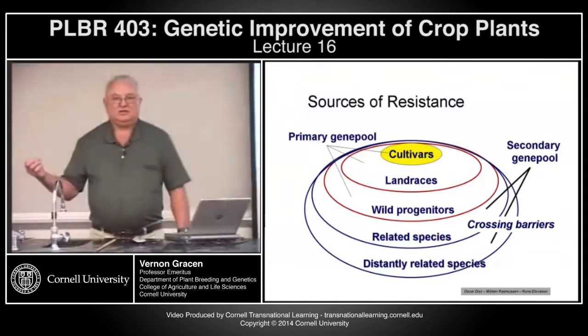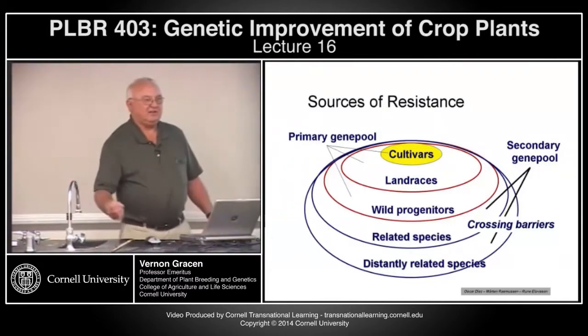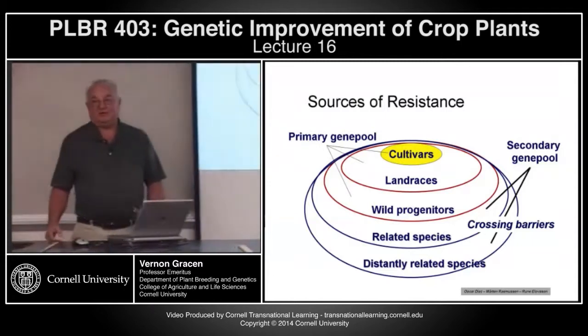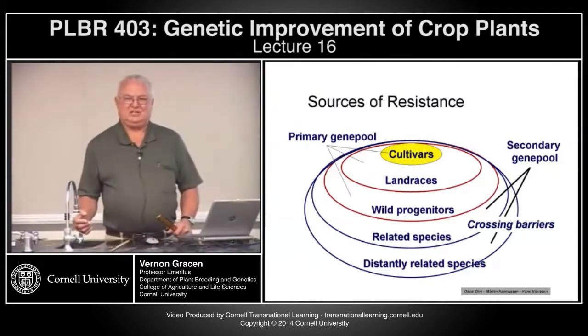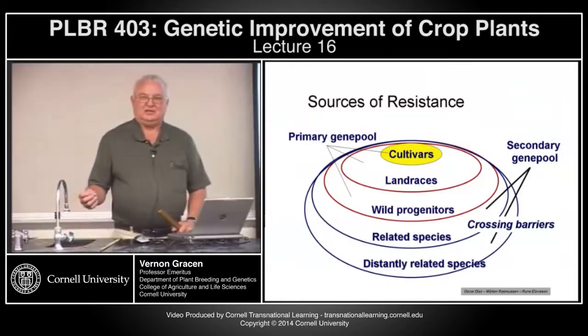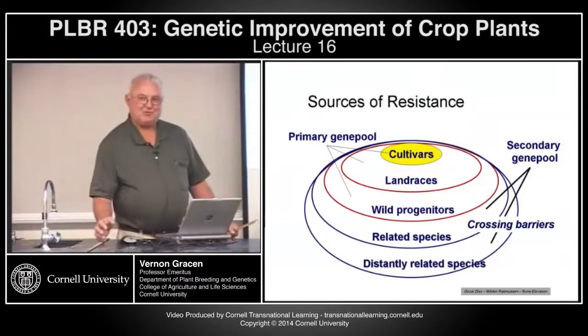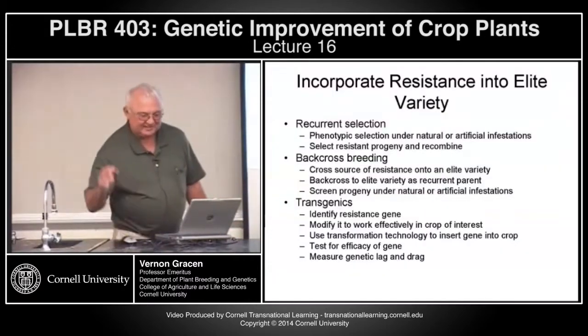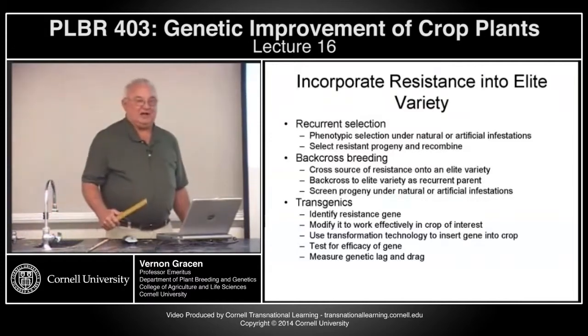And I mean, there was no genetically modified organism involved, but the gene that was transferred was toxic. I mean, well, what do you expect? You're looking for a gene that kills a pathogen insect. You think it's not going to be toxic? Isn't that what you're after? A toxic gene? All right, so how do you incorporate resistance into an elite variety?